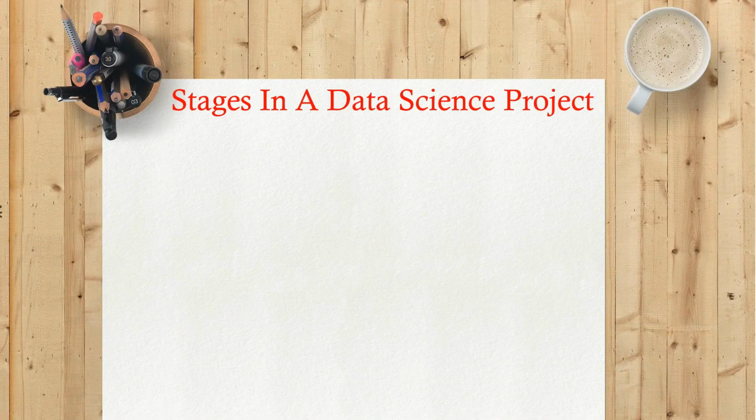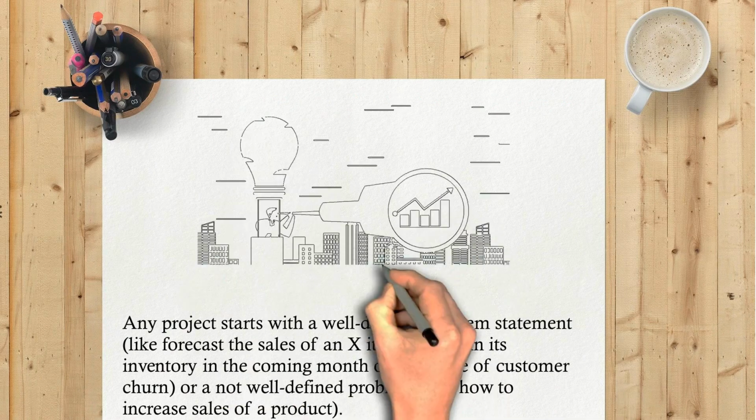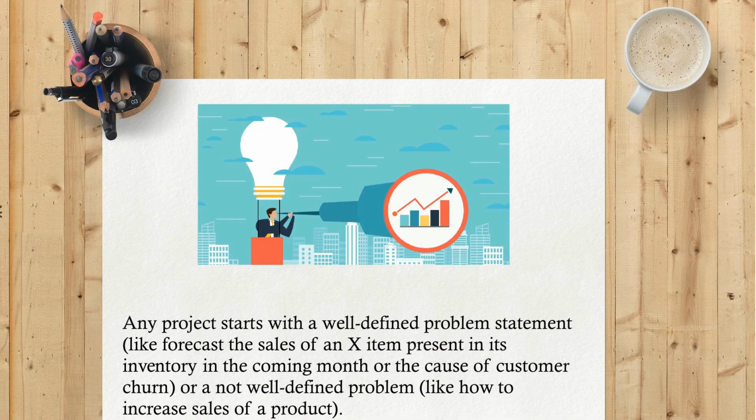Stages in a data science project. Any project starts with a well-defined problem statement, like forecast the sales of an X item present in its inventory in the coming month, or the cause of customer churn, or a not well-defined problem, like how to increase sales of a product.